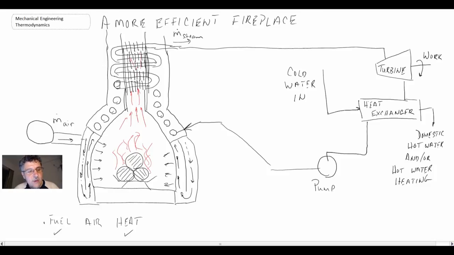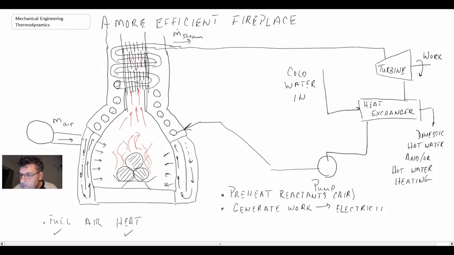So what are we doing and what are we getting out of this? There are three main things that we're doing. We're preheating the reactants. So that is the air is being preheated. And what we get out of it, we generate work, which could then go into generation of electricity. And we also generate thermal energy.